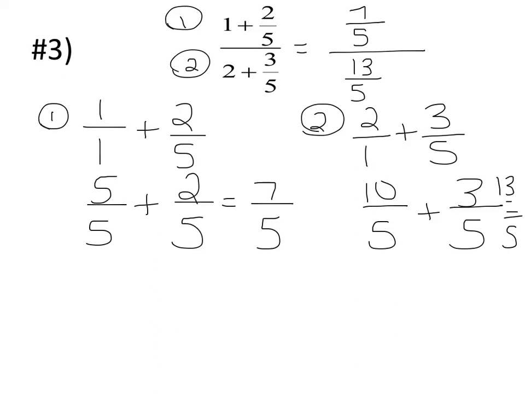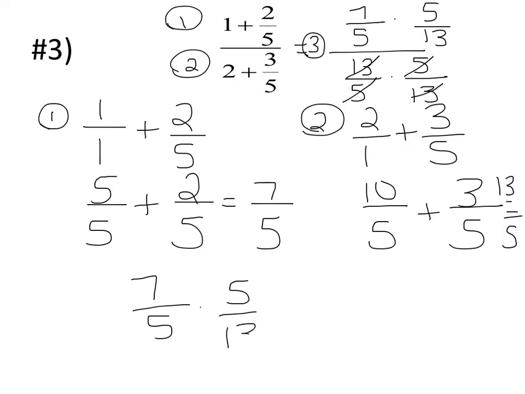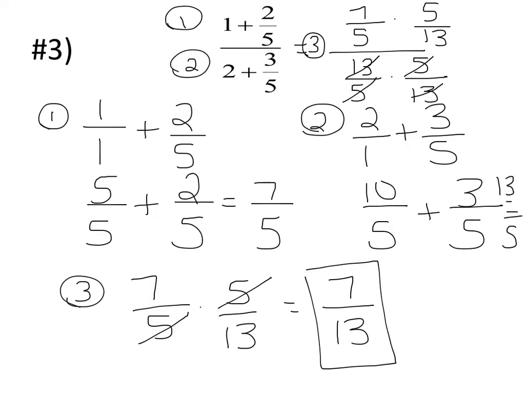Then step 3 is multiply by the reciprocal of the denominator. So you flip over the denominator and you multiply it times the numerator and denominator. So your denominators cancel, and then in your numerator you're left with 7/5 times 5/13. I'm just going to bring that down here. This is still step 3. Your 5's cancel, and you're left with 7 over 13, or 7/13.